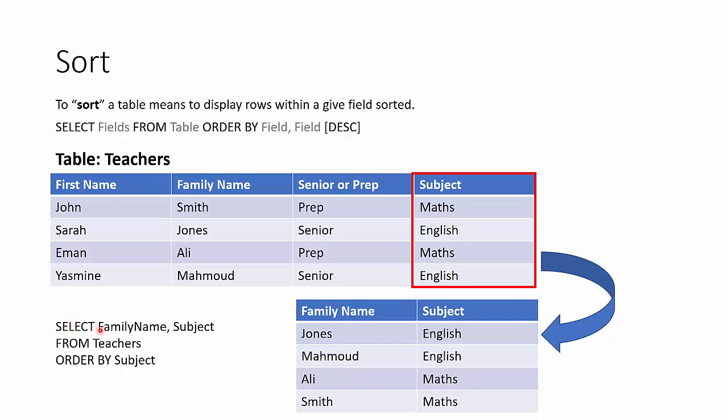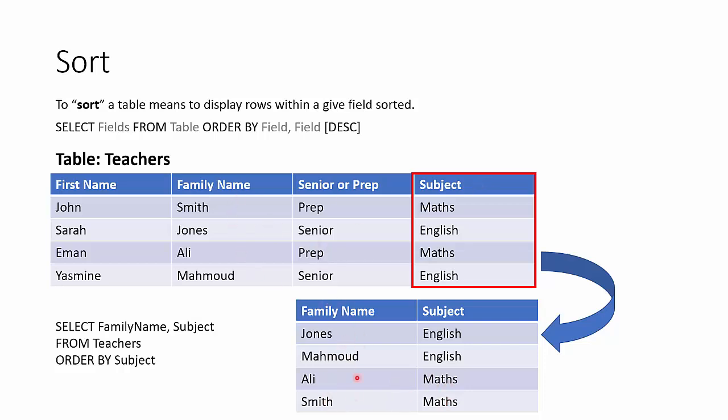So we have a little bit of example SQL here. Select family name and subject. So I've just done a slice. From teachers, that's the table I'm going to extract my data from. And I want to order by subject. So the example is: select family name, subject from teachers, order by subject. And the data comes out, and we have Jones, who is English, Mahmood, who is also English, and Ali is maths, and Smith is maths.